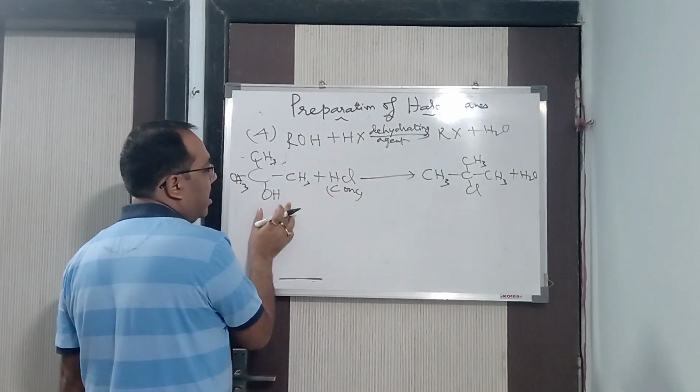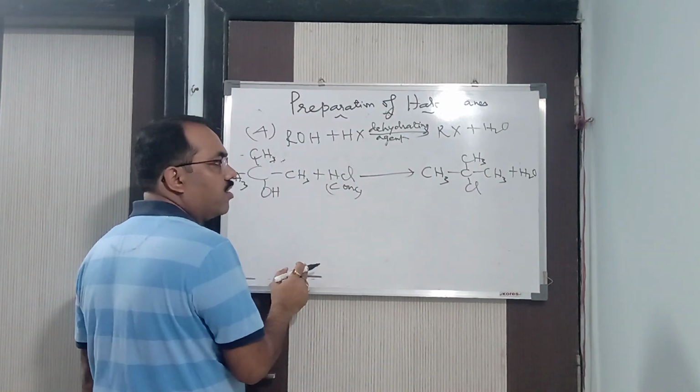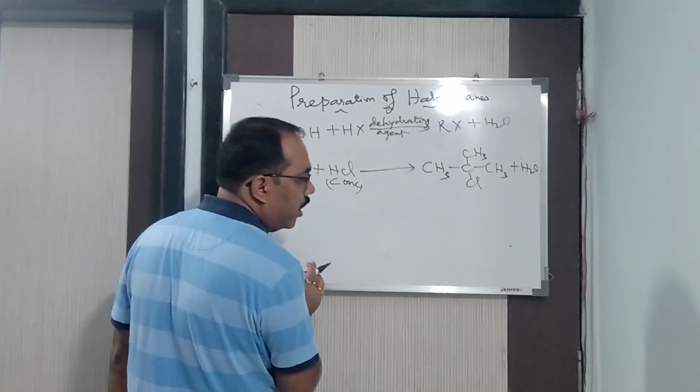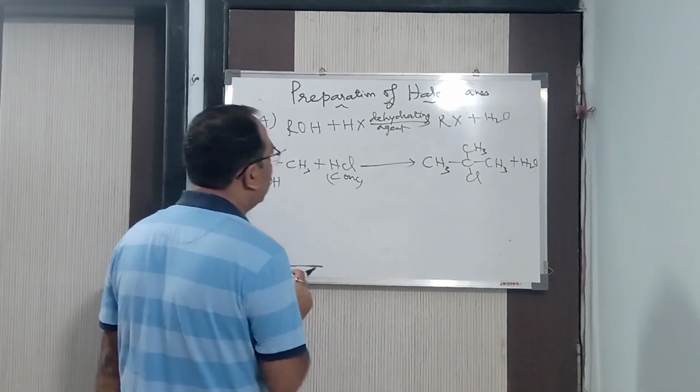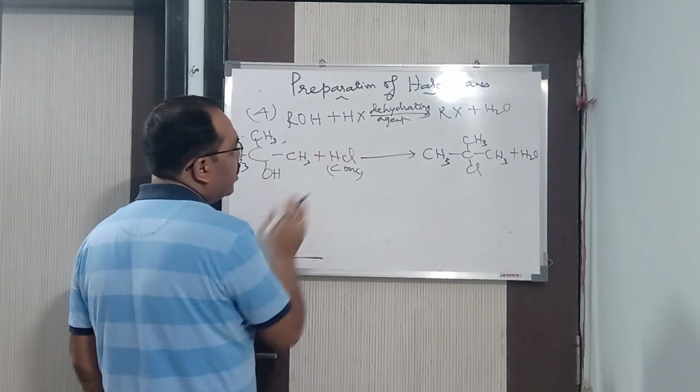The conc HCl reacts and removes a water molecule, and as a result water is removed and we get the tertiary alkyl halide. This is from tertiary alcohol. In this way you can prepare it. So with HCl we got it.